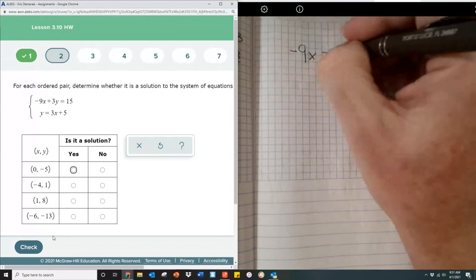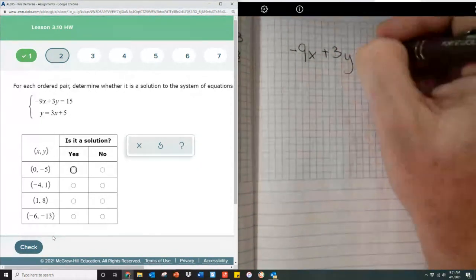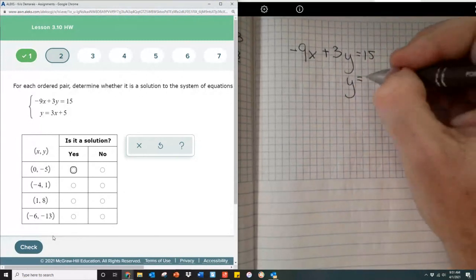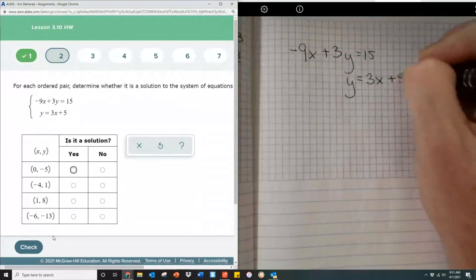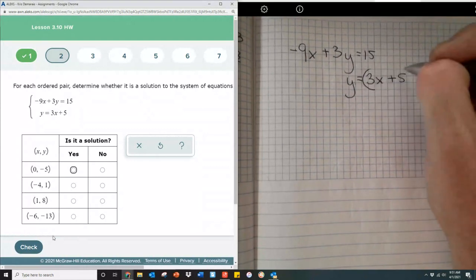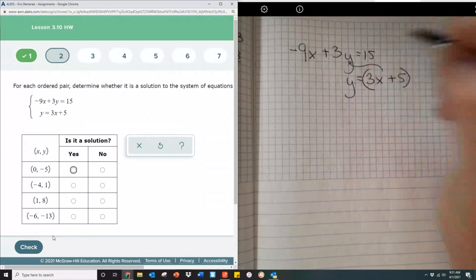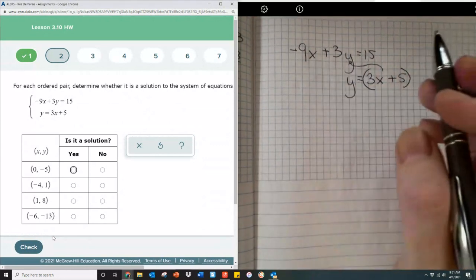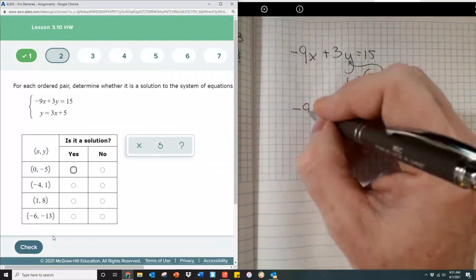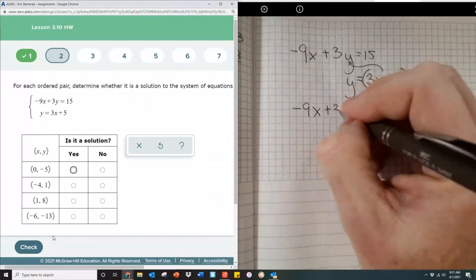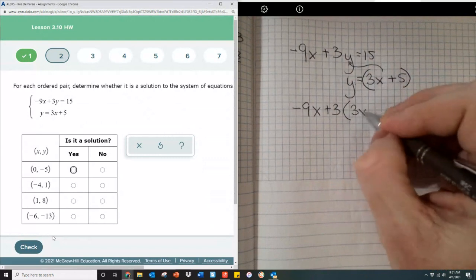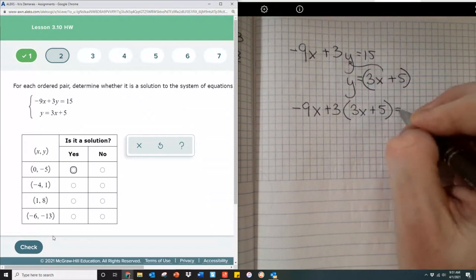Now, taking this, I'm going to exaggerate how this is set up, but we can see that this y and this y are exactly the same. So why don't I just go ahead and take this then and replace it into that y, and then I'm going to go ahead and solve for x. So negative 9x plus 3 times, remember all this is replacing that y now, 3x plus 5 equals 15.